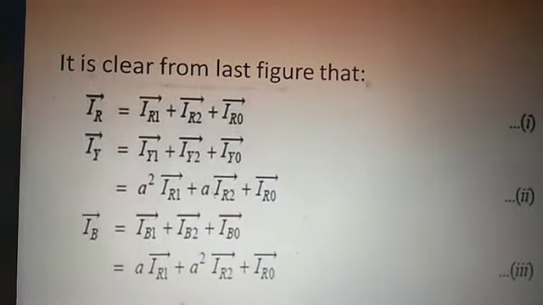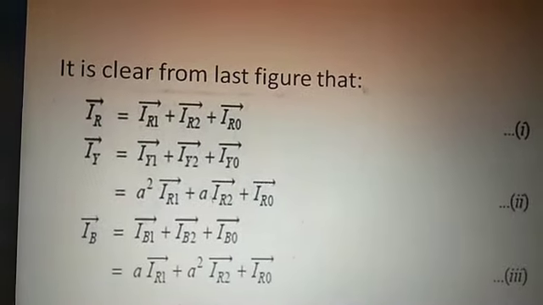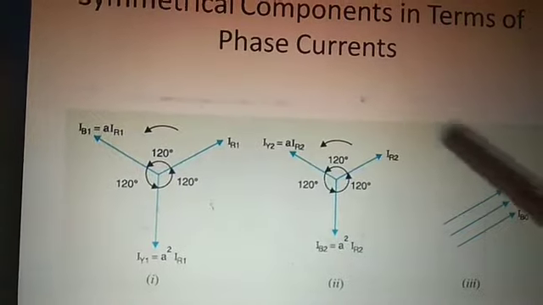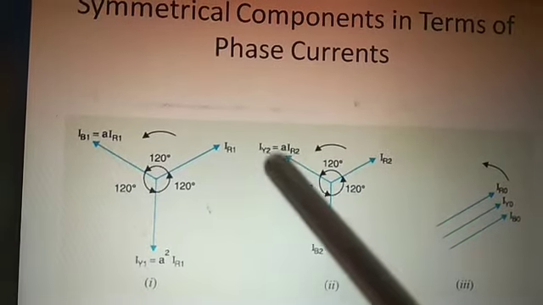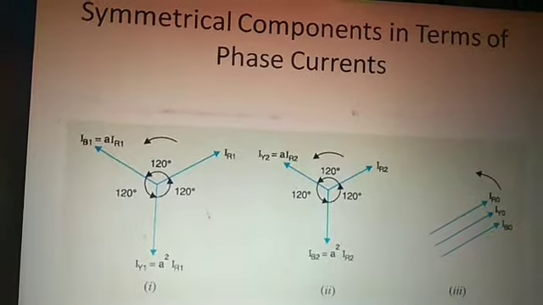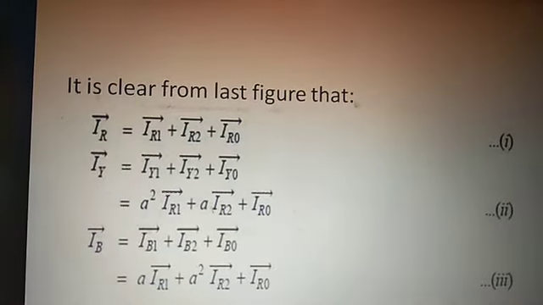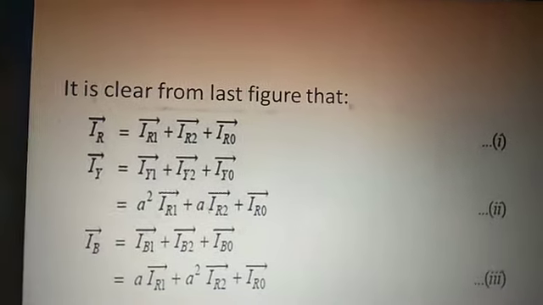So put it here, A square IR1. Next IY2. From here we can find IY2. So A IR2. Put here A IR2 plus IR0. IY0 equals IR0 from third.